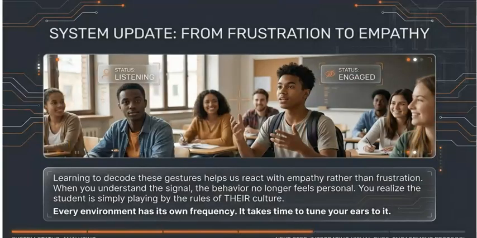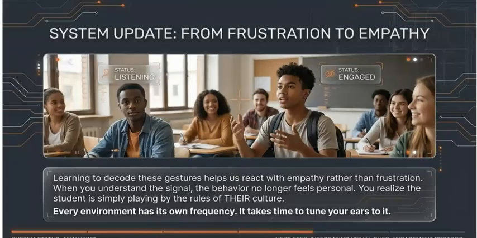So remember, from frustration to empathy, that is a very important shift. Frustration is the phase we saw in the cycles of culture shock. That negotiation phase or frustration phase, some teachers stay there too long and it even ends up affecting their health. So you want to make sure that you know what you're really doing. Learning to decode these gestures helps us react with empathy rather than frustration. When we react with empathy, it creates a positive classroom climate, which is important for thriving in global classrooms. When you understand the signals, the behavior no longer feels personal. And never be personal in any situation. If you want to move to that master global educator, by the way, nothing is personal. So you realize that the students are simply playing by the rules of their culture.